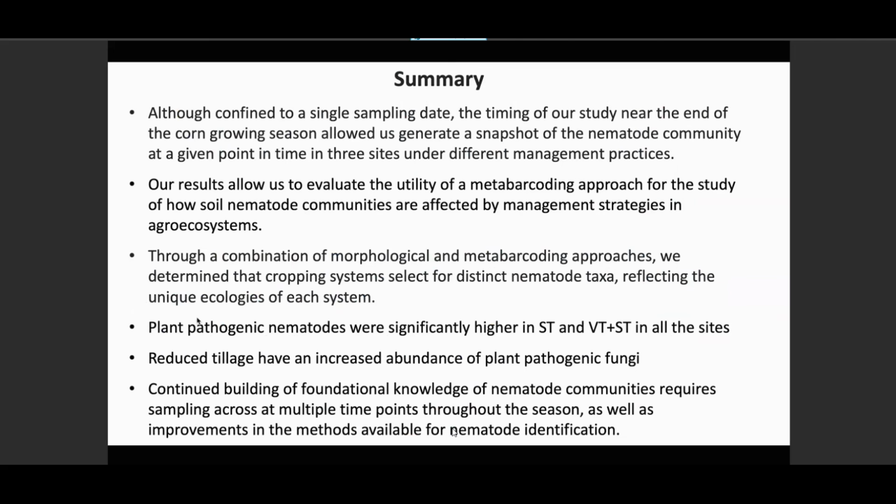And we also acknowledge that we have to build on the foundational knowledge of the nematode communities because there has not been much work done to fully profile these nematode communities. And this requires sampling across multiple time points, as I already said, throughout the season, as well as improvements in the methods available for nematode identification.